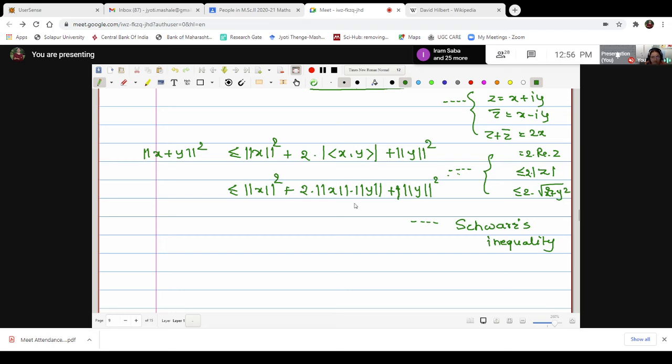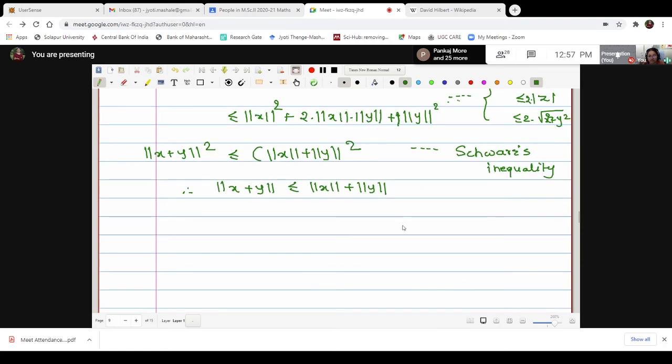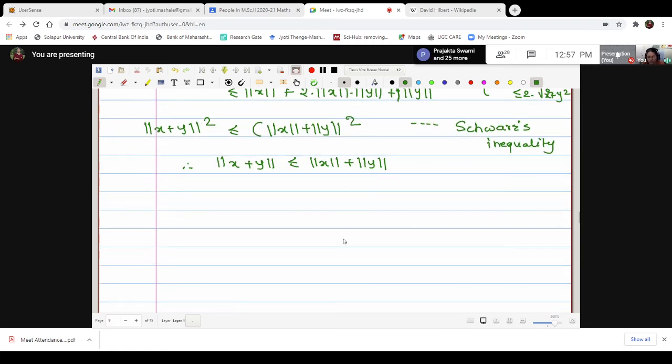Now look at the right part. Right part is now a perfect square of norm x plus norm y. Right, now norm x plus norm y bracket square. To the left we have norm square of x plus y. Therefore, taking square root on both the sides, we got norm of x plus y is less than or equal to norm x plus norm of y. Hence, it is a proof of triangular inequality. Therefore, the third condition of norm is also satisfied.